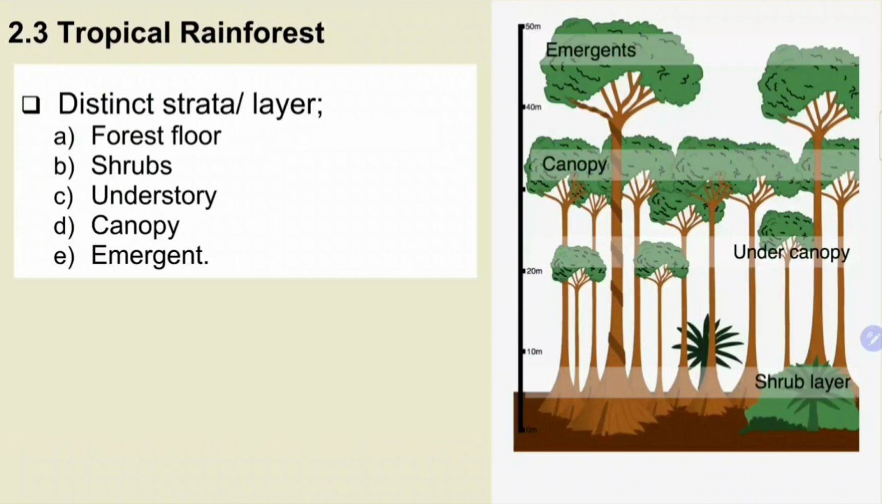So dalam gambar ni pun kita boleh nampak tropical rainforest tu kita boleh bagi kepada layer-layer yang berbeza yang dipanggil sebagai strata. So there are 5 main layers. Start with the lowest one, which is forest floor, and then shrubs, followed by understory, and then the most dense layer, which is the canopy, and then the least dense layer is the emergent layer. So these are the 5 main layers of the tropical rainforest.